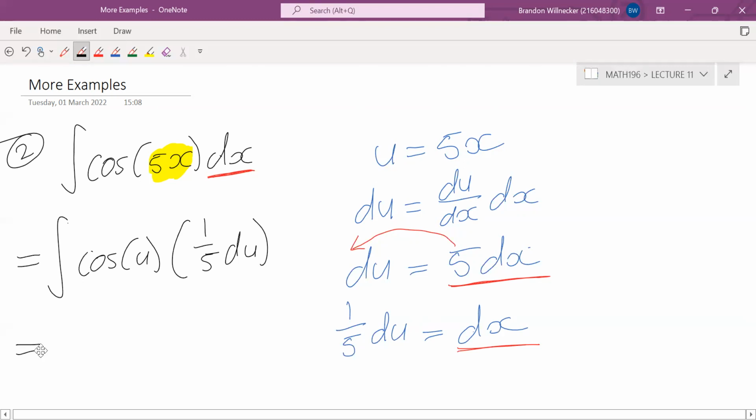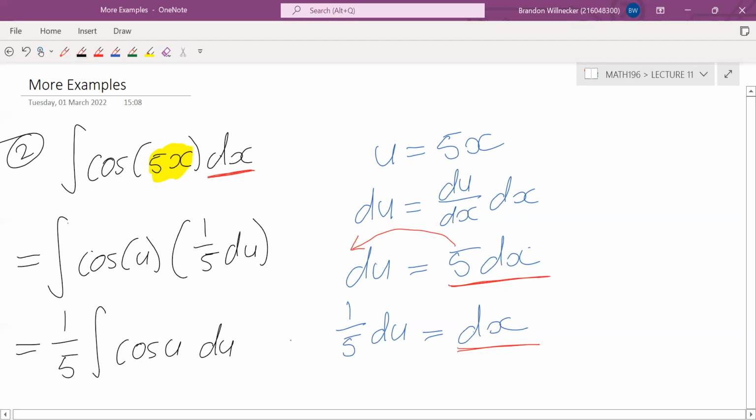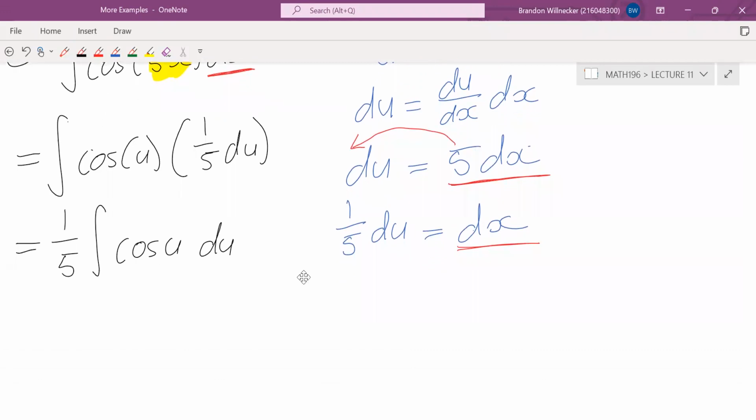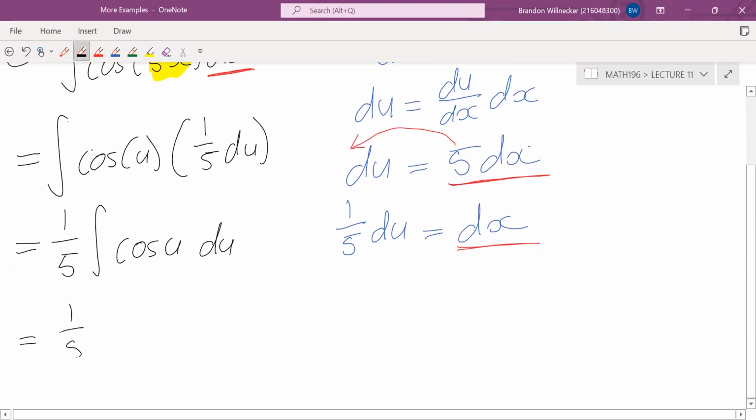So now we can take the 1/5 out to the front. So we have 1/5, the integral cos of u du. Now this can be integrated very easily. The integral of cos is going to be sine. So we are going to have 1/5 sine of u plus c.